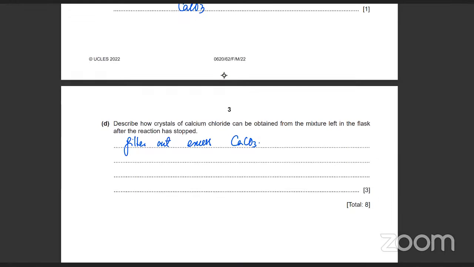What are the steps of crystallization? It's a 3-mark question. What would you write? Wash, dry, and then let it cool? No, first you form crystals. You have a solution right now, so first of all, you heat the solution. Why? Because you want to evaporate the water, until the crystallization point is reached.